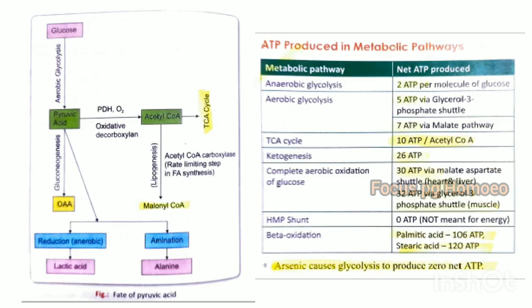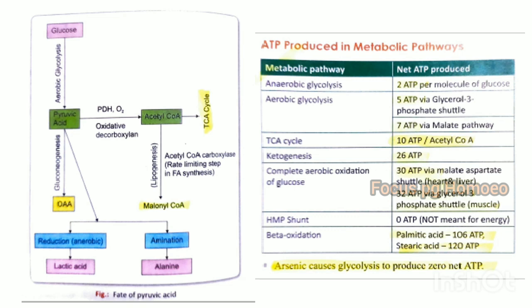Okay, this is the fate of pyruvic acid. So glucose is converted by aerobic glycolysis to pyruvic acid. Pyruvic acid, after oxidative decarboxylation, forms acetyl-CoA, which enters the TCA cycle. Then acetyl-CoA is used for fatty acid synthesis. It is the rate limiting enzyme and it forms malonyl-CoA.